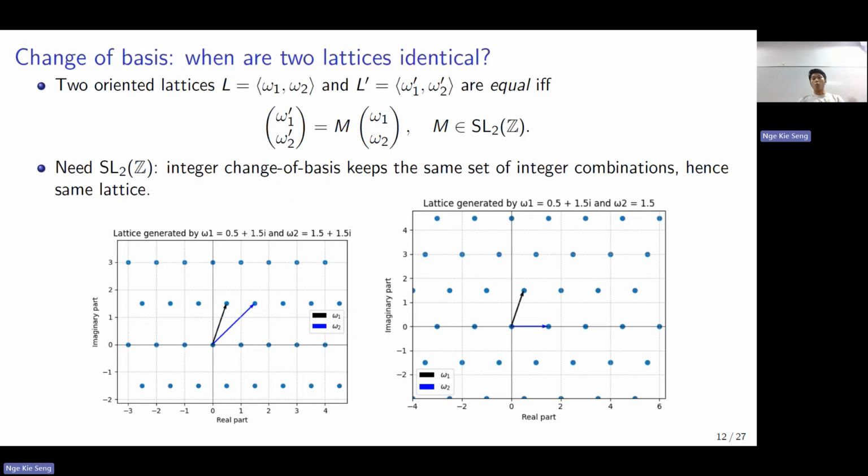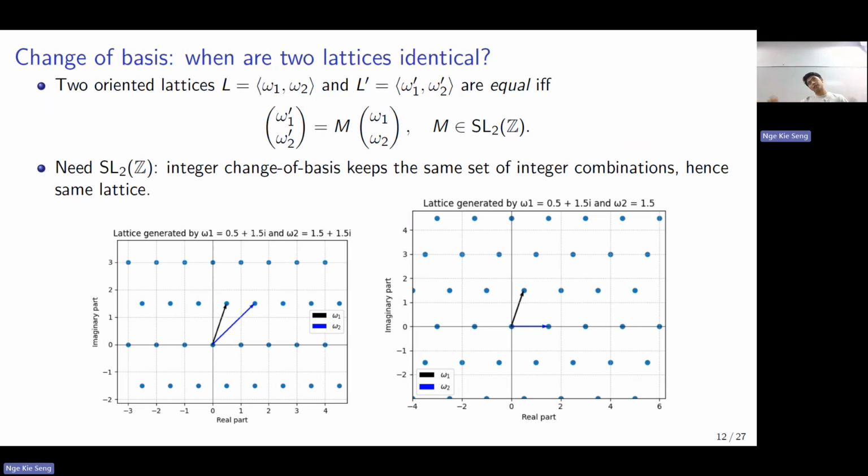So now, I ask a question: when are the two lattices identical? Because the lattice points are the points on the plane, you can actually take two different generators, two different omega 1 and omega 2, and reach the same lattice. I won't prove it, but it's actually quite intuitive. Omega 1, omega 2 with omega 1 prime, omega 2 prime, they are equivalent when you can represent each other by adding them with integer coefficients.